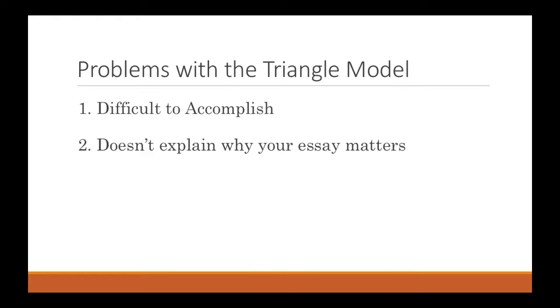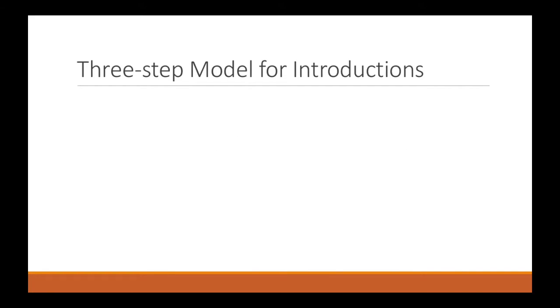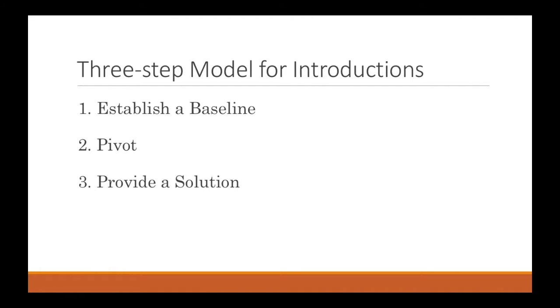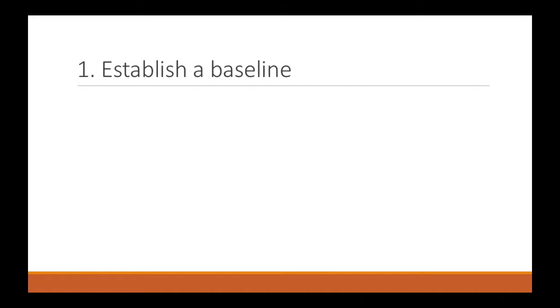So what I propose instead of this triangle model is a three-step model, all right? The first step is establishing a baseline. Second, pivoting. And then third, providing a solution to the problem presented, okay? I think this does a much better job of explaining to the audience why what you have to say is significant and why they should pay attention.